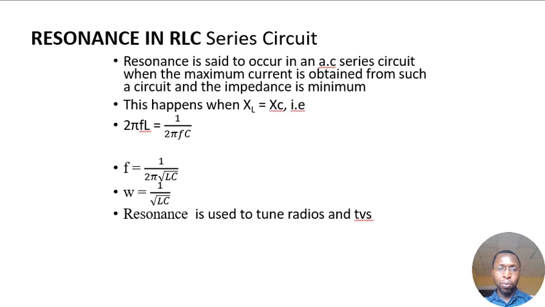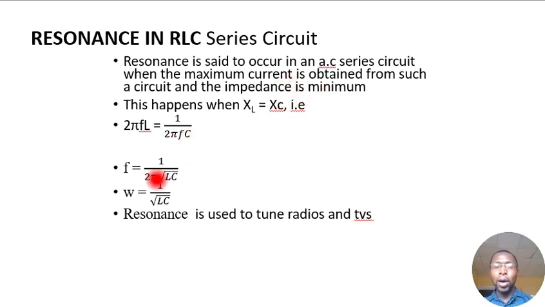So before we look at another example, let's look at resonance in an RLC series circuit. Resonance is said to occur in a series RLC circuit when the maximum current is obtained in that circuit. So when we have maximum current obtained, then we say resonance has occurred. Also, we can say that it occurs whenever the capacitive reactance equals the inductive reactance as shown here. So resonance occurs whenever X_L equals X_C. Resonance occurs, and then the maximum current is obtained and the impedance is at minimum.